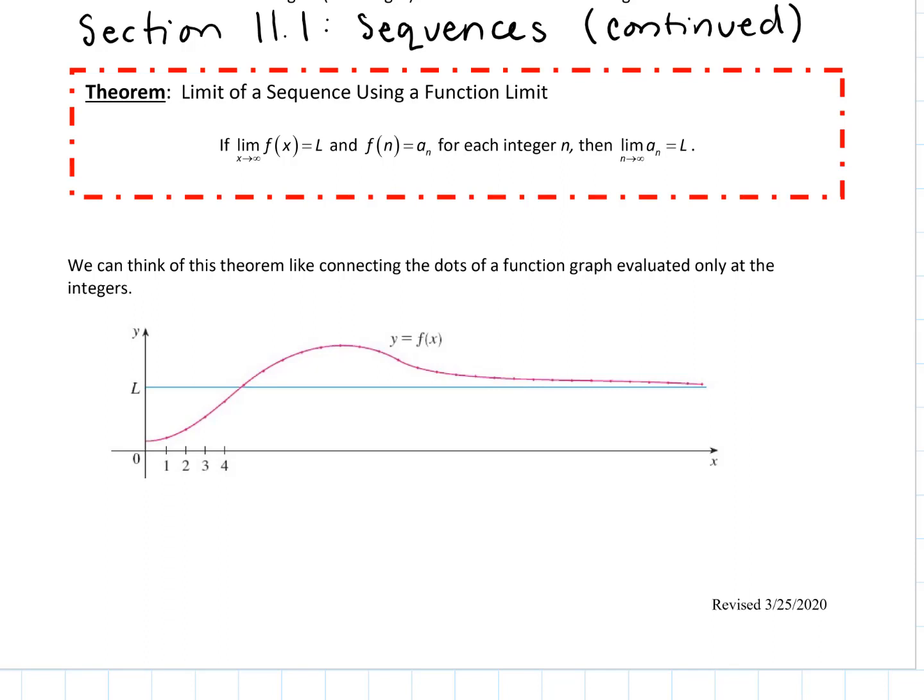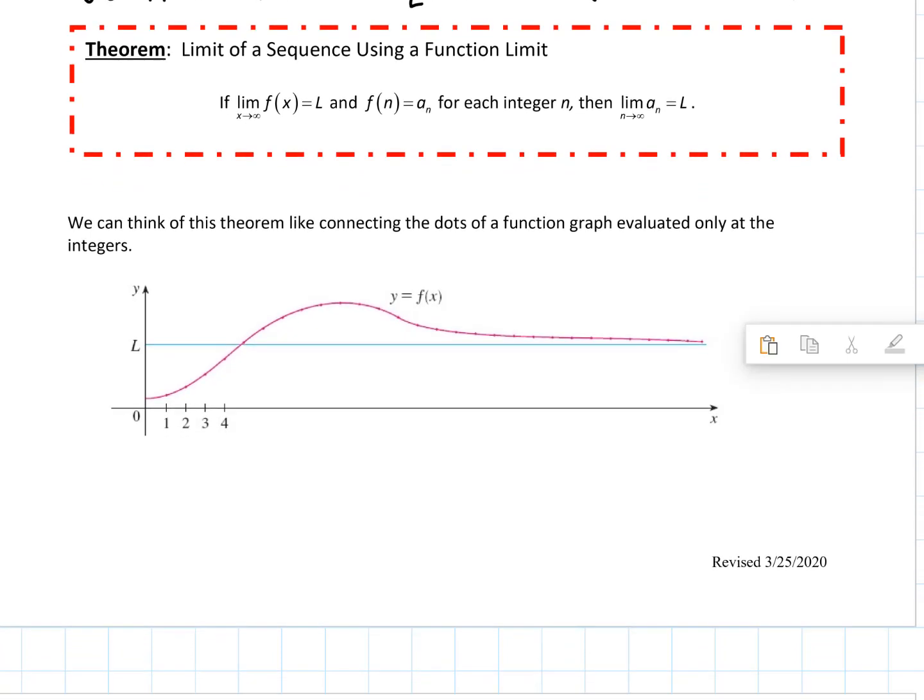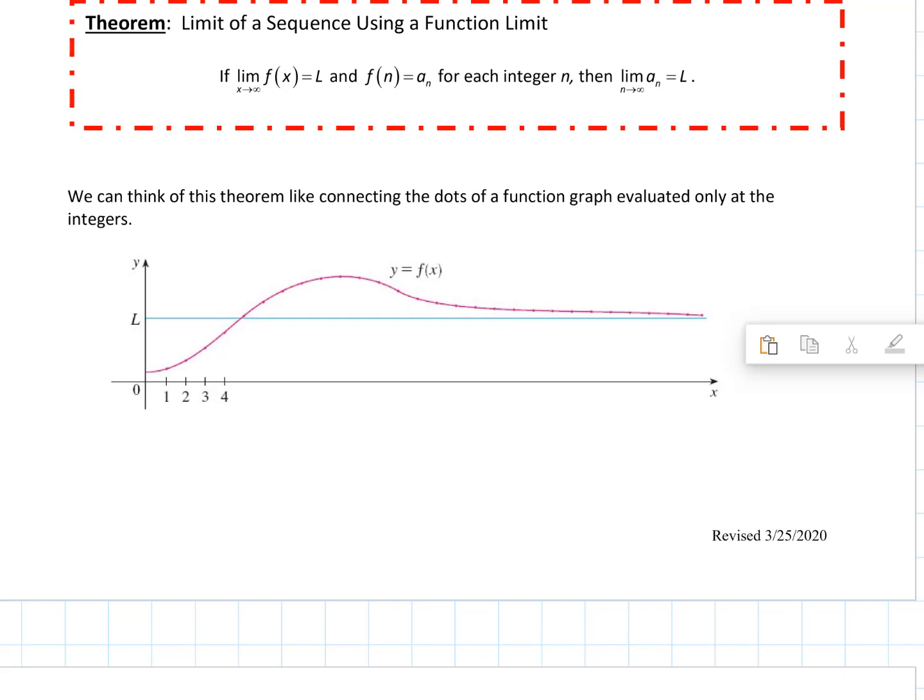To continue where we left off with sequences, let's consider this theorem, the limit of a sequence using a function limit. So if the limit of a function f of x is L, and it turns out that f of n is equal to the terms in our sequence, a sub n, for each integer n, then the limit of a sub n has to also equal L. So this allows us to use all of our function rules and limit rules as long as our terms in the sequence can be written as a function.